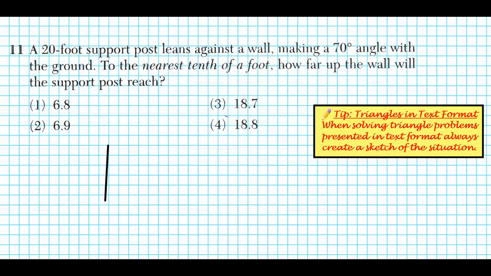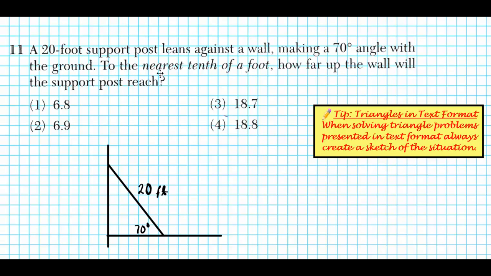So we have a wall and we have a ladder that's resting on the wall. No, a support post, not a ladder. So it's 20 foot. The 20-foot support post leans on the wall, and it makes a 70-degree angle with the ground. So this is going to be 70 degrees, and this right here is going to be 20 feet. That's how long the post is.